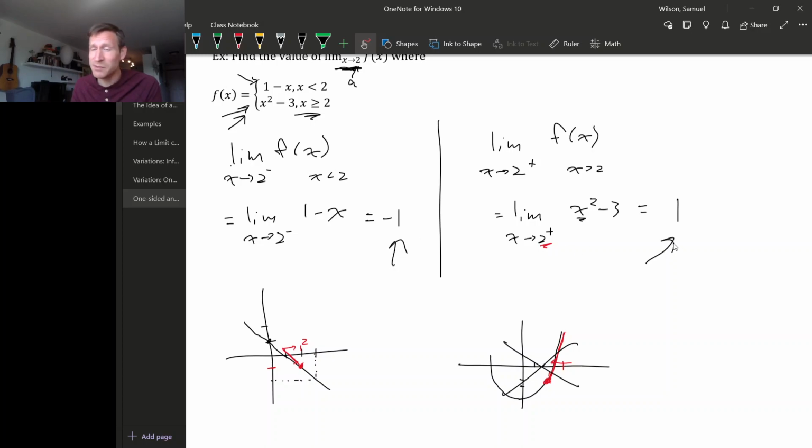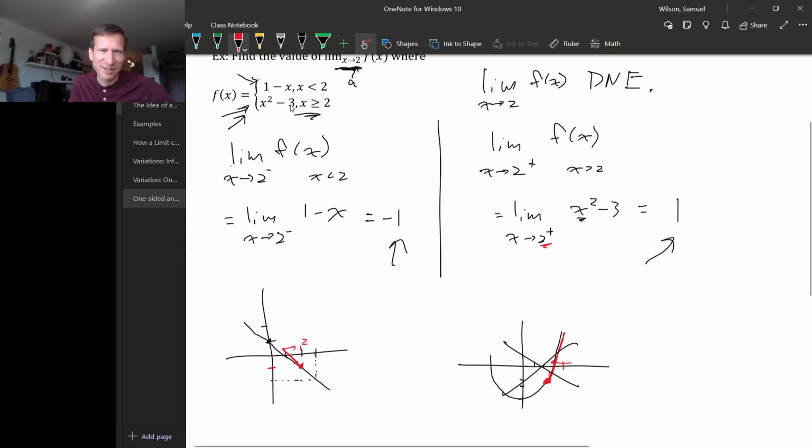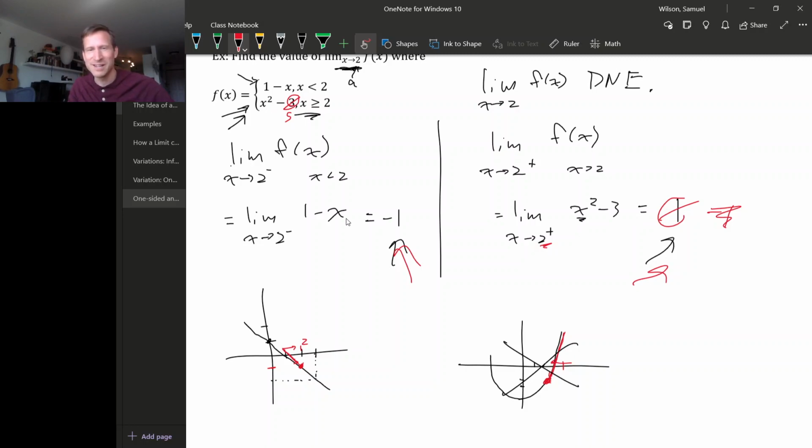These two one-sided limits both exist, but they're different. And so the two-sided limit, the limit as x goes to 2, does not exist. If we changed this formula a little bit, if we changed this to a 5, then this would actually come out to a -1, and then these would agree, and the limit would be -1. But as it stands originally with the 3 here, since these disagree, the two-sided limit does not exist.